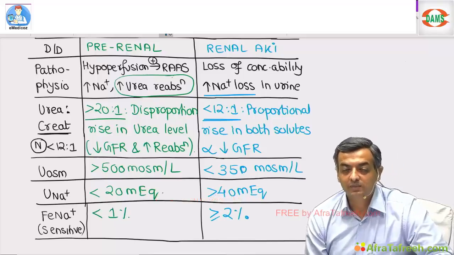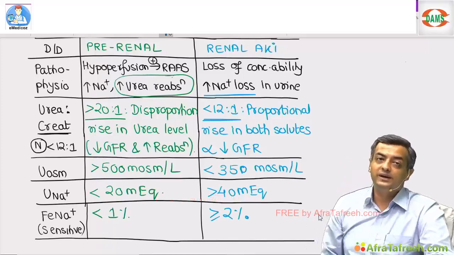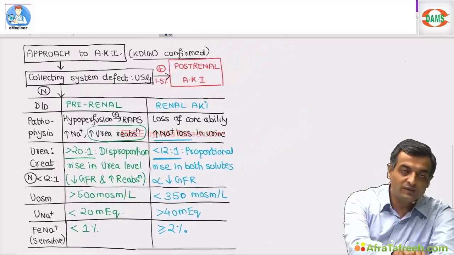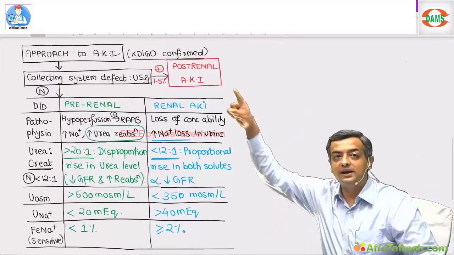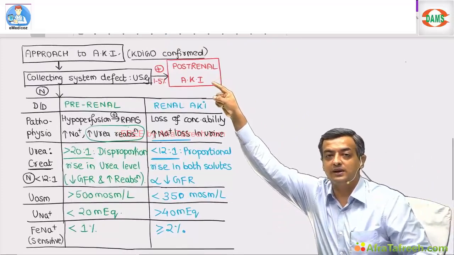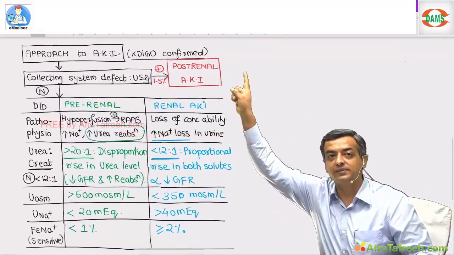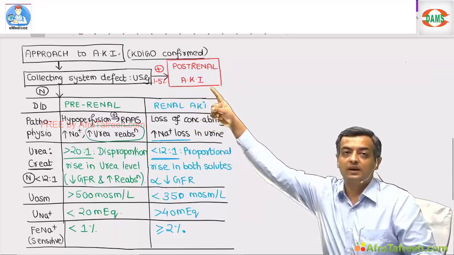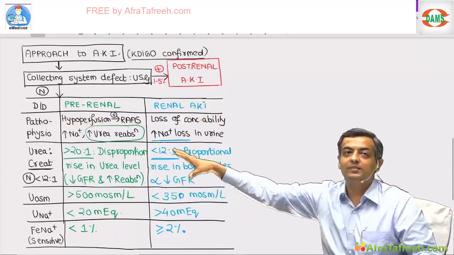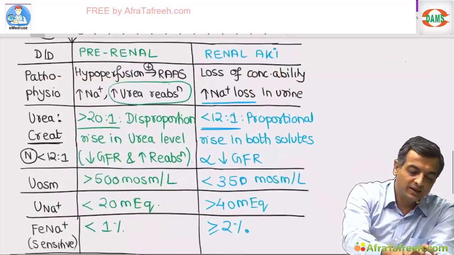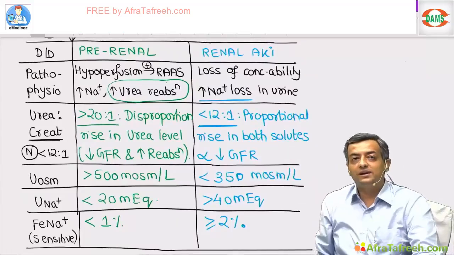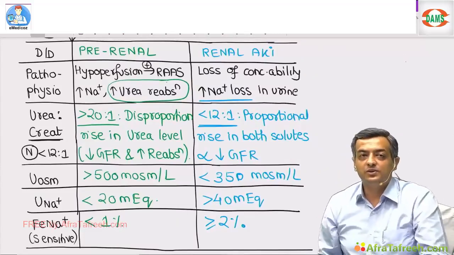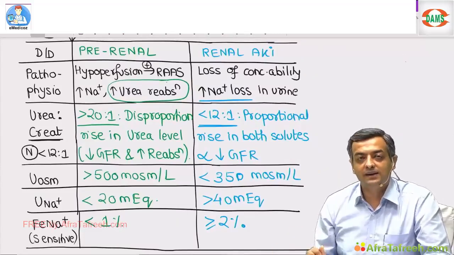So a patient has come to me with acute kidney injury. In a patient with acute kidney injury, what did I do first? I first confirmed whether it is post-renal, and if it is, I referred to surgery. But if it is not, I excluded post-renal, and then I differentiated whether it is pre-renal or renal using the urea creat ratio, urine osmolarity, urinary sodium and FeNA level.